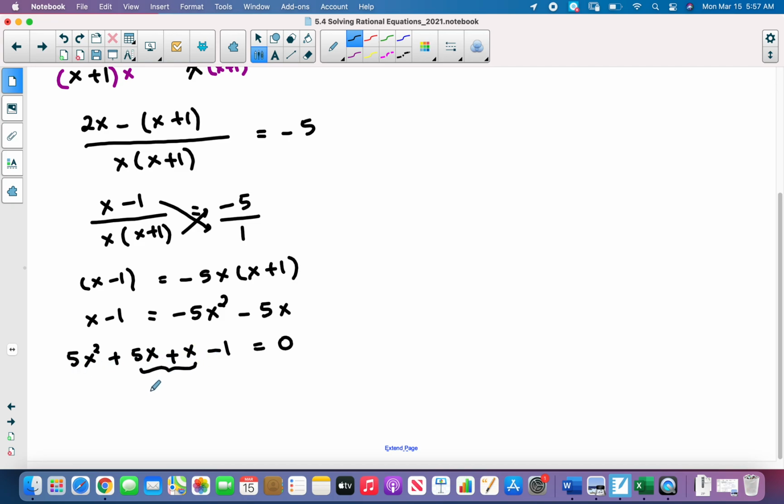These two terms are alike, we can add them up. So 5x squared plus 6x minus 1 equals 0. So here we have a quadratic equation. If it's factorable, we would factor it, but this one, to find factors of -5 that add to give you +6, it's not possible by factoring. So -5 would be 5 times -1, or -5 times +1. They're not going to add to give you 6. So we have to use the quadratic formula. Let's do it up here.